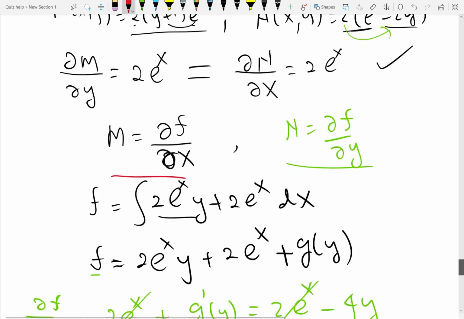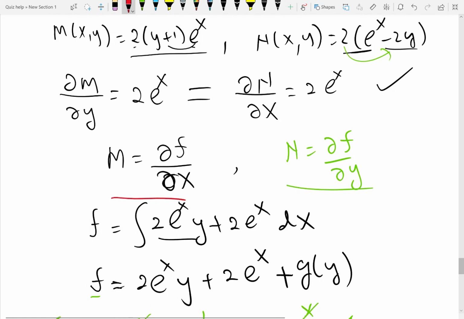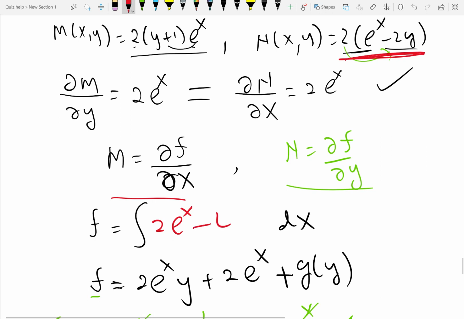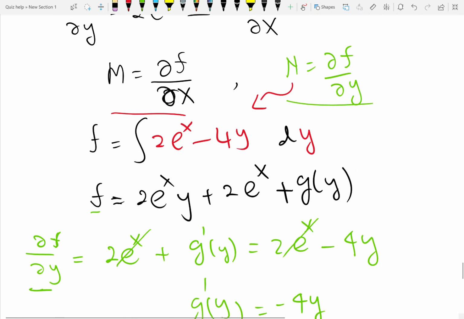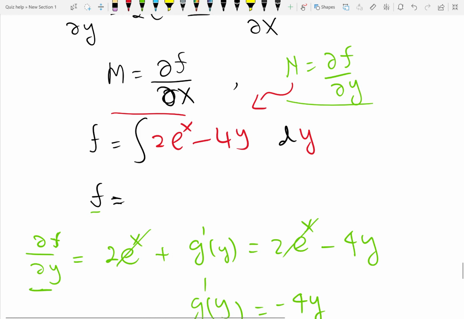If you happen to start from N, we say N is the partial derivative of f with respect to y. So to get f, we should integrate 2e to the x minus 4y with respect to y. If you happen to start with N without M, you should wind up with the same answer. Since you integrate with respect to y, f should be 2e to the x y, remembering e to the x is a constant, minus 4y squared over 2, so it's actually minus 2y squared, plus a c.